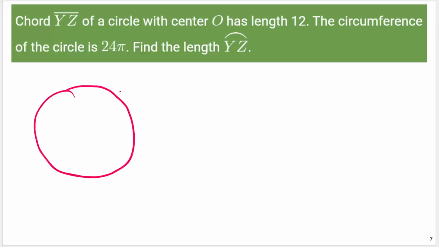Okay, we have a circle here. I'll suppose this is a point Z. There's another point Y. This is a chord YZ and corresponding arc YZ here. Could you find the length of arc YZ?